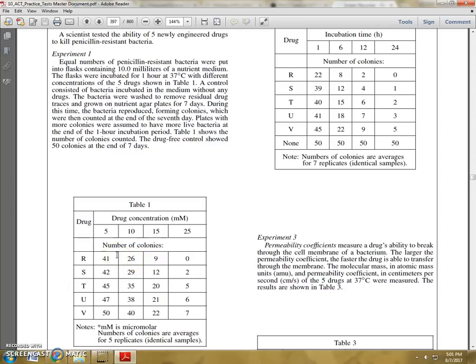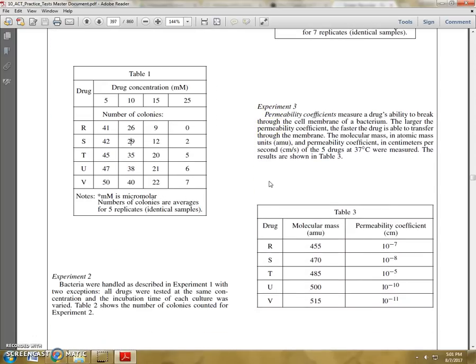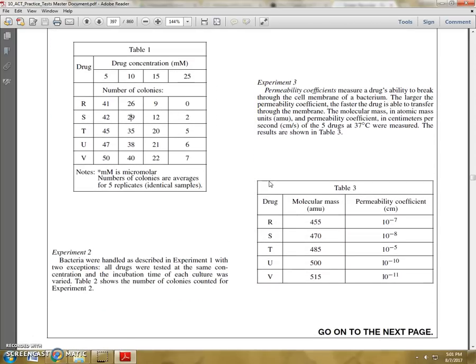14. Based on the results of experiment 3, which drug enters bacteria cells most quickly? So this is where I did kind of have to pull out a little information from the text here. And it talks about this thing called permeability coefficient, which measures a drug's ability to break through the cell. Okay, so that's what we're looking for. It says the larger the coefficient, the faster it's able to pass the membrane. So basically I'm looking for which of the drugs had the highest, the biggest permeability coefficient.